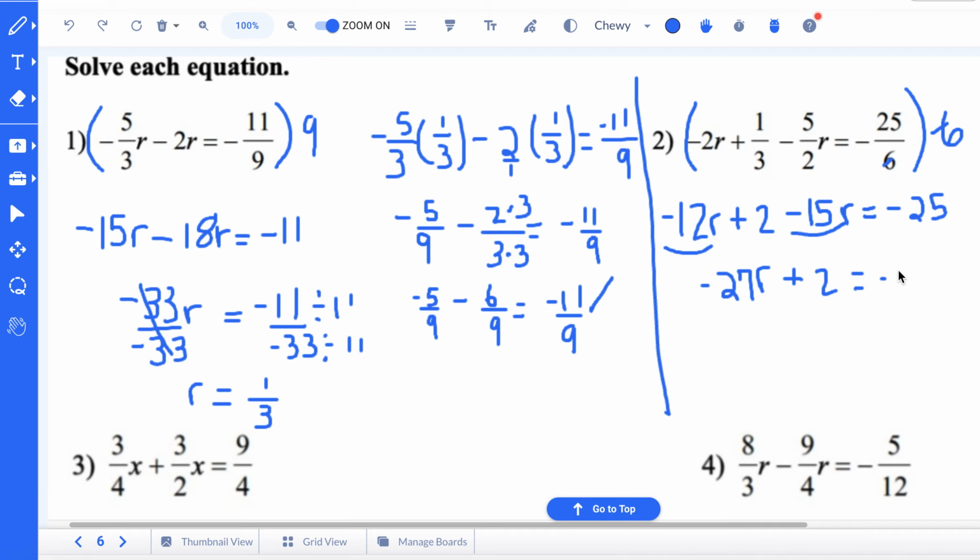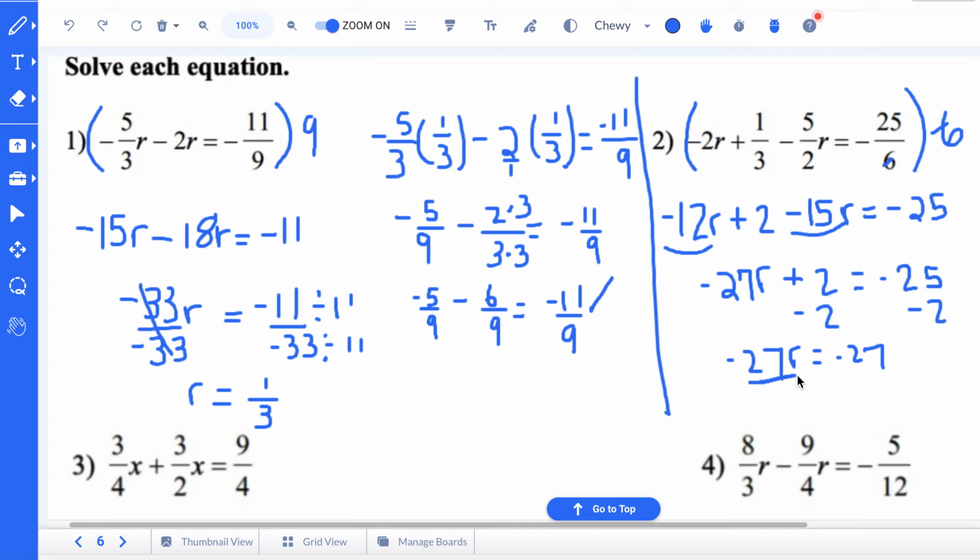This is a 2-step equation. So I need to find out how much is r. So I need to get rid of this 2 by making it 0 or subtracting 2. When I subtract 2, I have the negative 27r is equal to negative 25 minus 2, which is also negative 27.